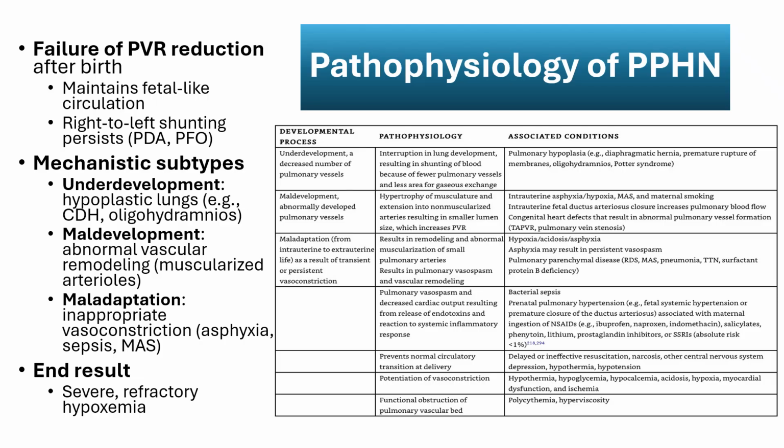Structurally normal vessels constrict excessively in response to perinatal asphyxia, sepsis, or meconium aspiration, often triggered by hypoxia, acidosis, or inflammatory mediators, leading to increased pulmonary vascular resistance. These mechanisms converge to create severe, refractory hypoxemia. Blood continues to bypass the pulmonary circulation via fetal shunts, and even maximal oxygen therapy may be insufficient.